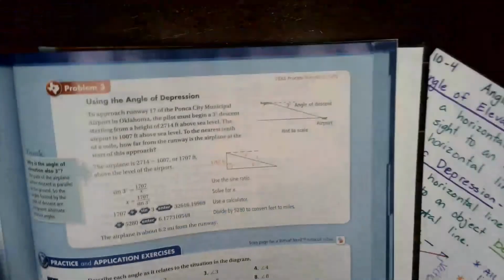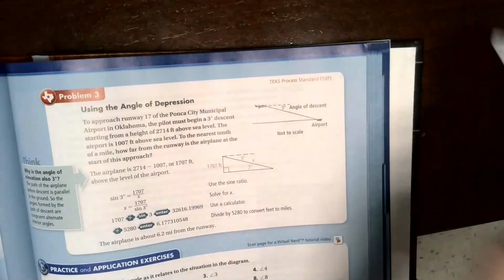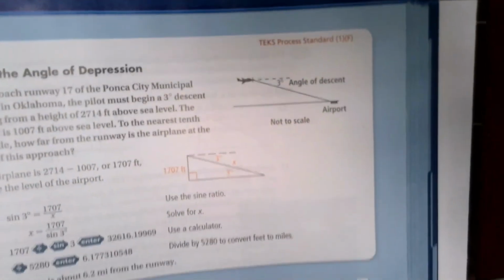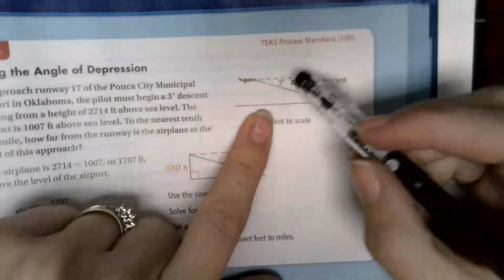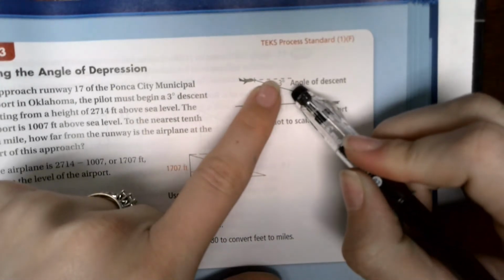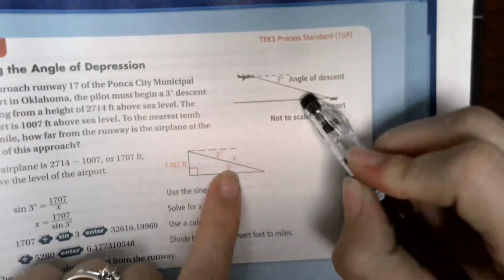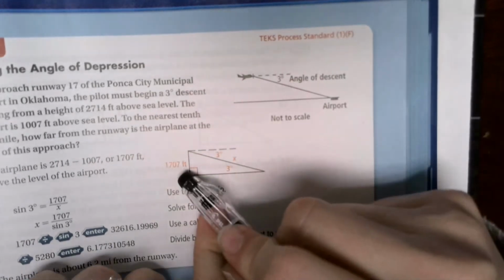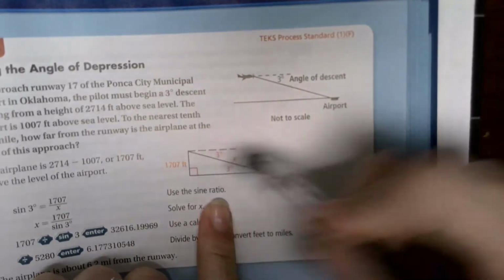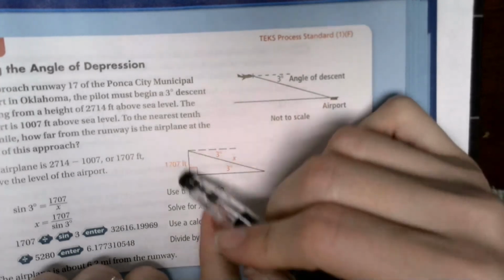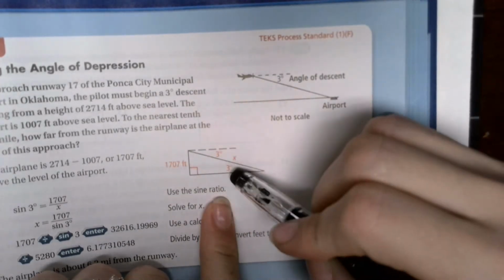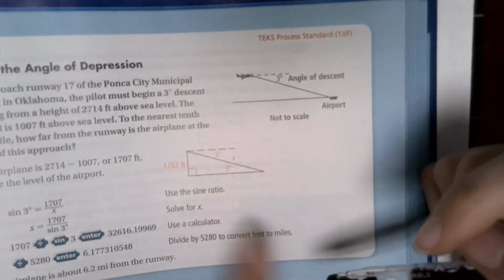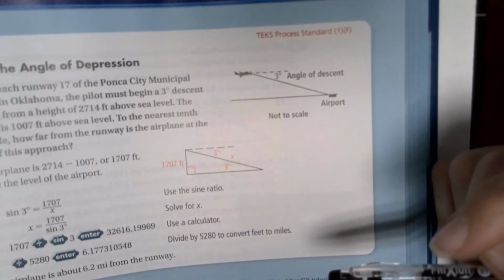Same thing here. I want to point out this problem specifically because if we understand that this angle of descent right here, or angle of depression, is 3 degrees, this angle is also going to be 3 degrees. So we can put it in here and use a right triangle. We could also use a right triangle on this side, but either way, we'll be finding the same thing. Okay, and I want you guys to understand that very clearly. So those are all the questions that will be asked.